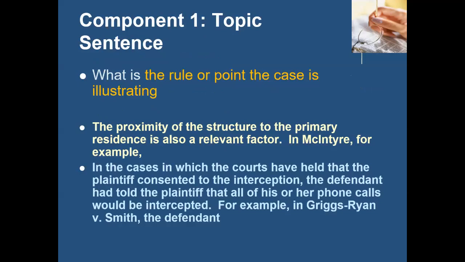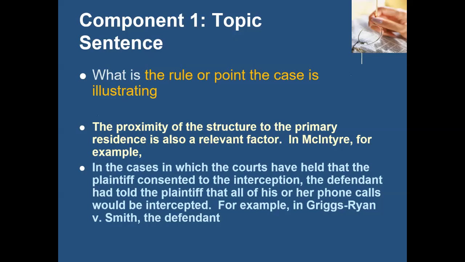Here is an example. The proximity of the structure to the primary residence is also a relevant factor. In McIntyre, for example. Now, before I see anything about McIntyre, I know, because you have clued me in, that I need to be focusing on the proximity of the structure. You told me so in the first sentence.